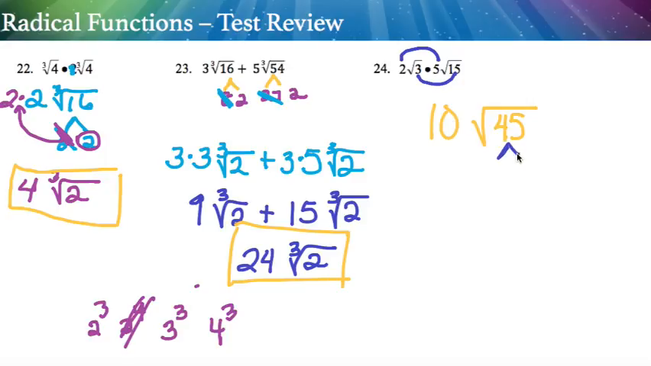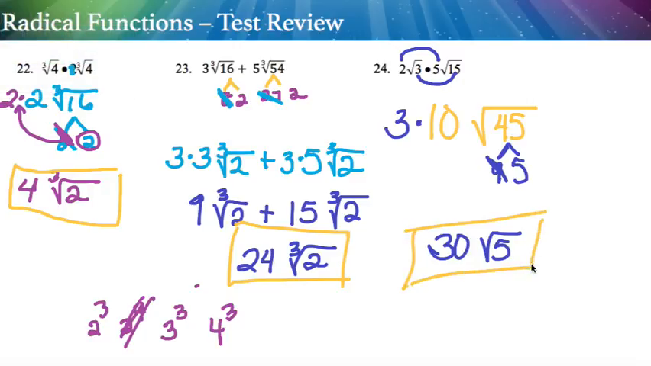But then I have to break this 45 down, so I'm looking for a square root, so I'm going to use the 9. The square root of 9 is what? 3. So I'm going to bring that on the outside. So my answer is 30 square root of 5. Okay? All right, let's try our next problem.